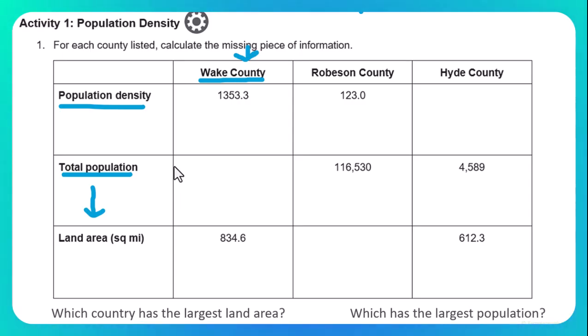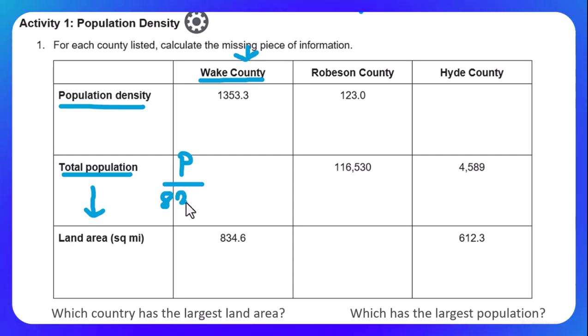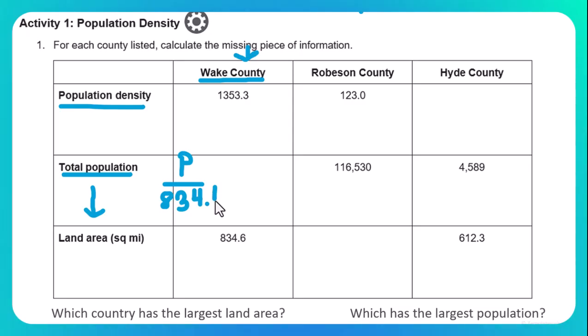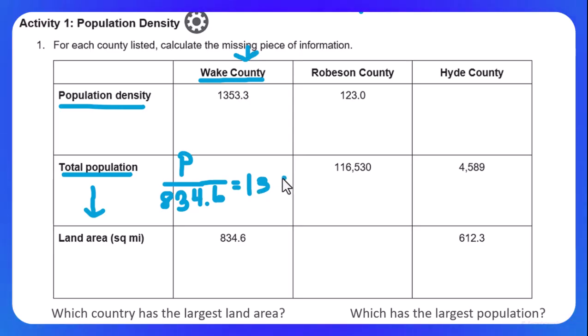I don't have the total population. I'm going to call that P. So P divided by 834.6, write this down in your workbook, is going to equal the population density, which is 1,353.3.